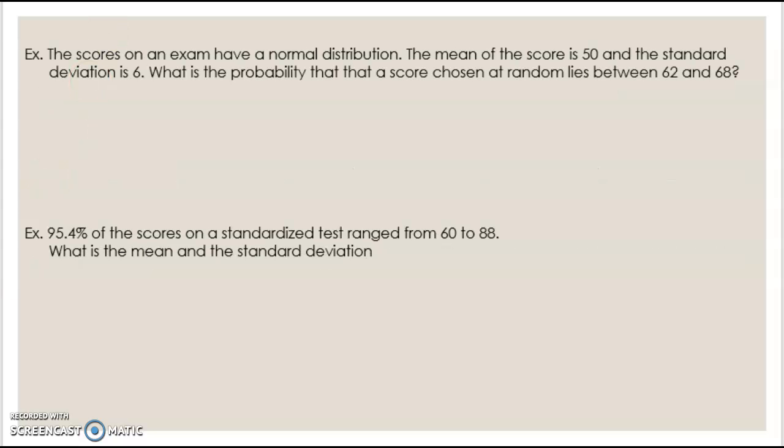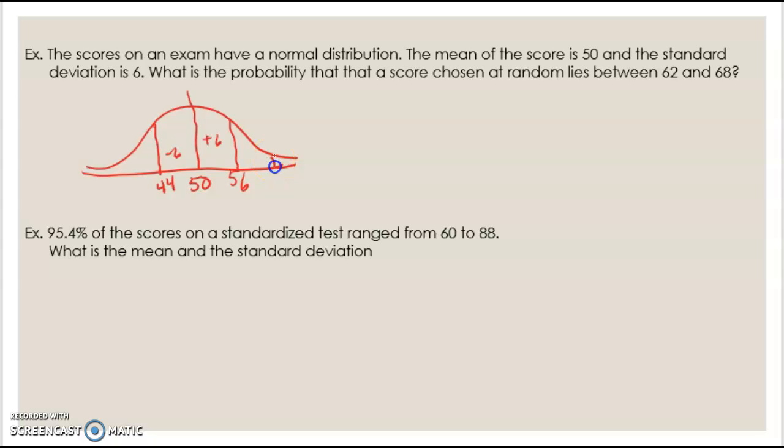And the last one on this video. The scores on an exam have a normal distribution. The mean of the score is 50 and the standard deviation is 6. What is the probability that a score chosen at random lies between 62 and 68? Well, you can draw your own little normal curve. Your mean is 50 and the standard deviation is 6. So we'll go up 6 to 56, and we'll go down 6 to 44.